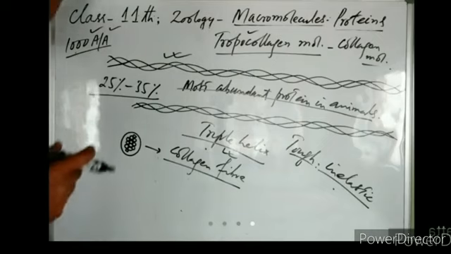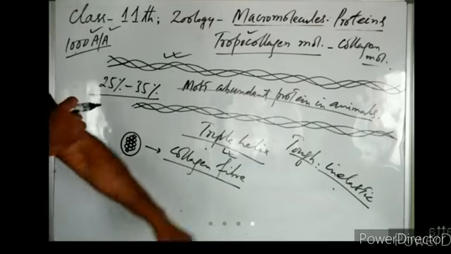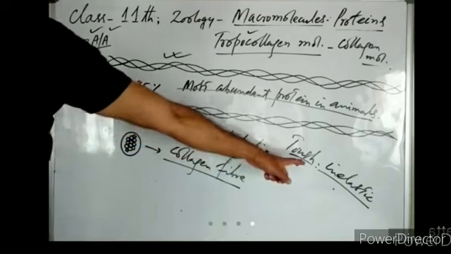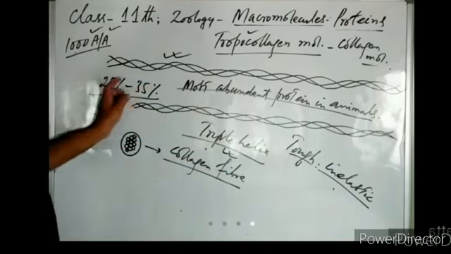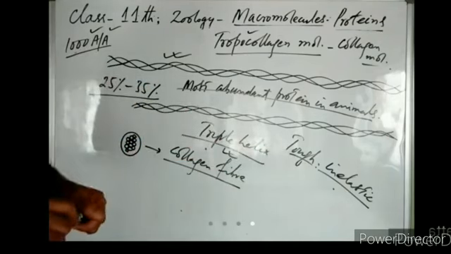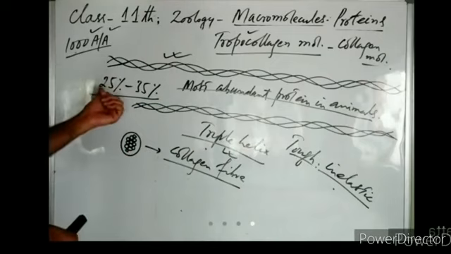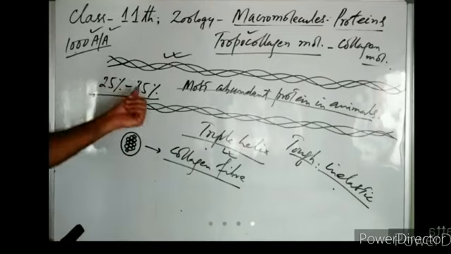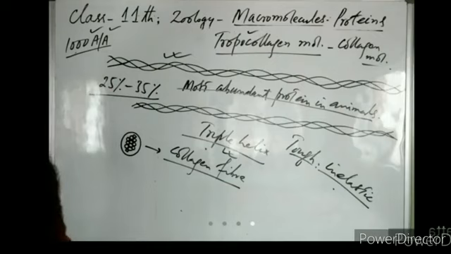So they are found in bones. They provide strength to the bones. So these collagen fibers are very much tough and inelastic. And this collagen is the most abundant protein found in animals. It forms approximately 25% to 35% of the total protein content of an animal.